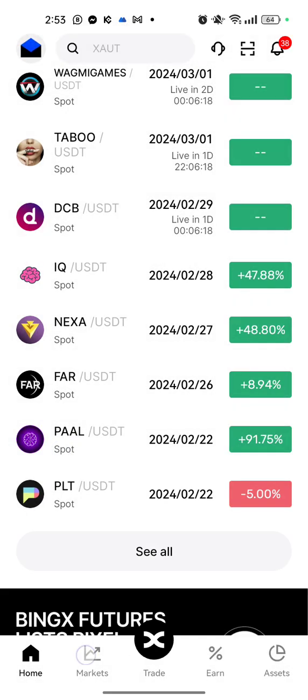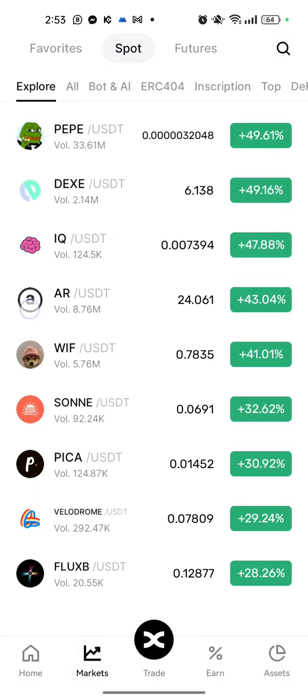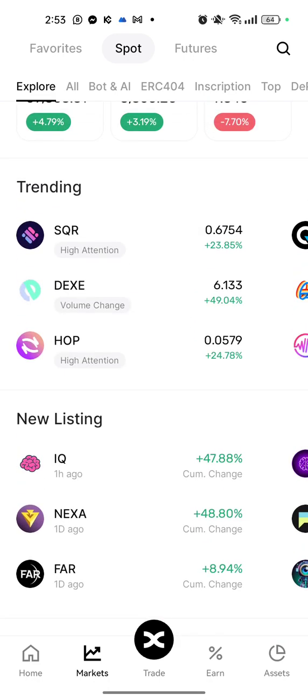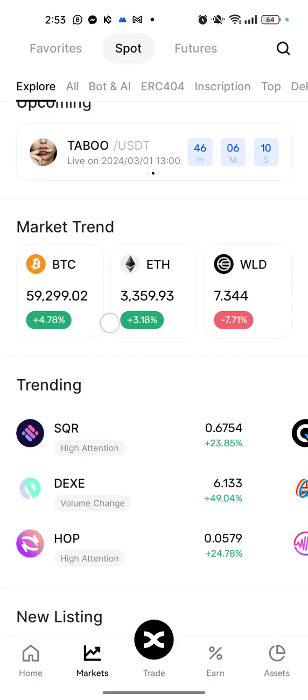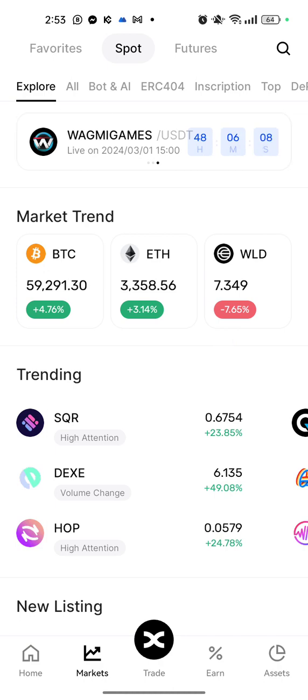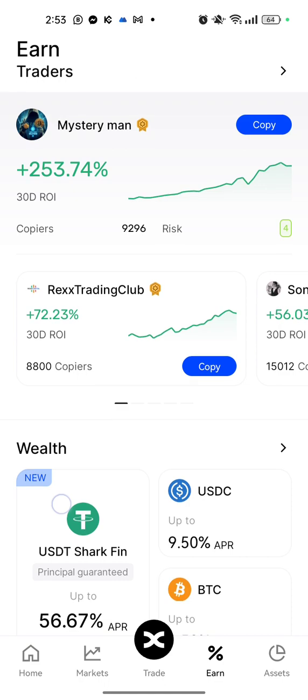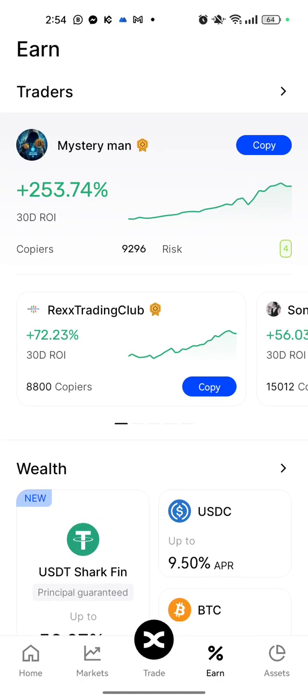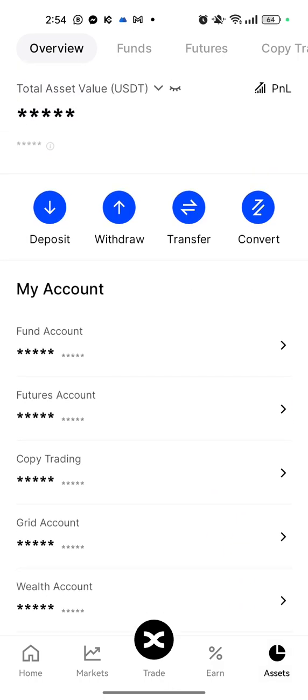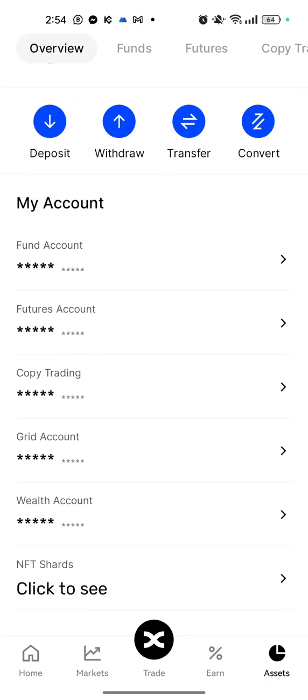This is like the BitGet market. These are markets for analysis of all currencies: IQ, AR, WIF, Sony, Pika, Flux, everything. BTC, ETH, and percentages, and this is, I think, copy trading. Copy these successful traders. And this is the assets page: withdraw, deposit, transfer, convert.